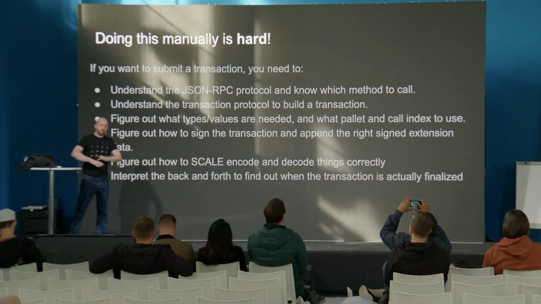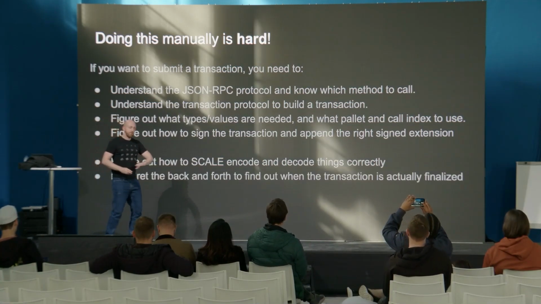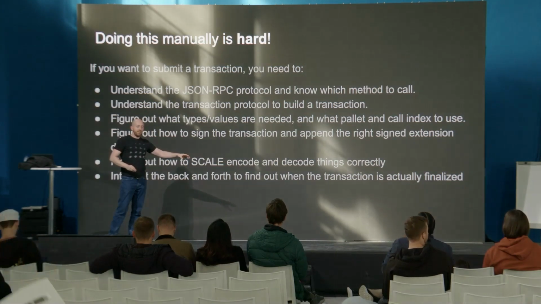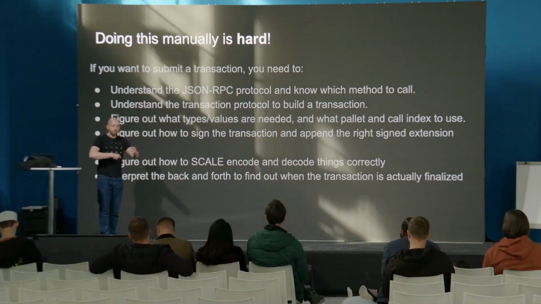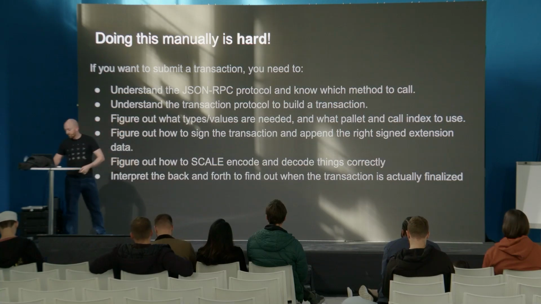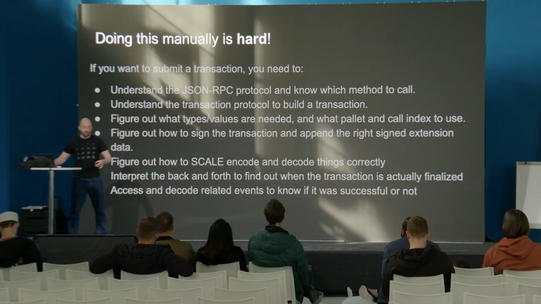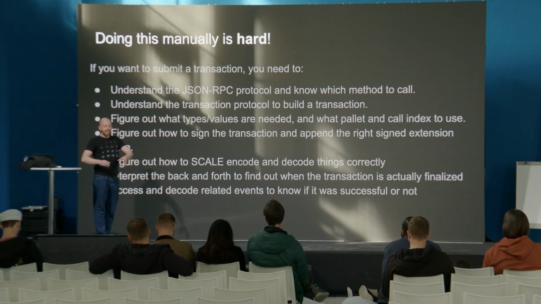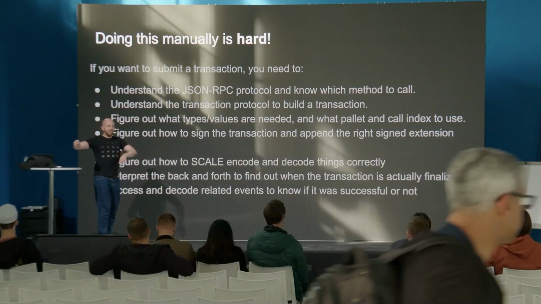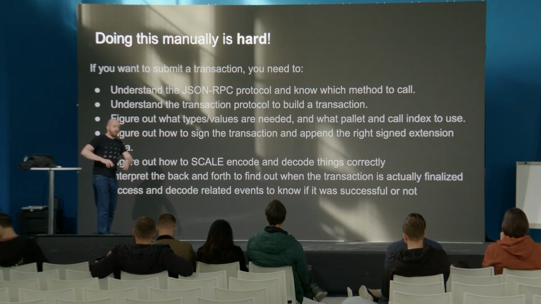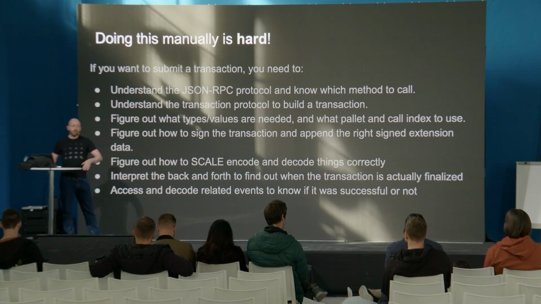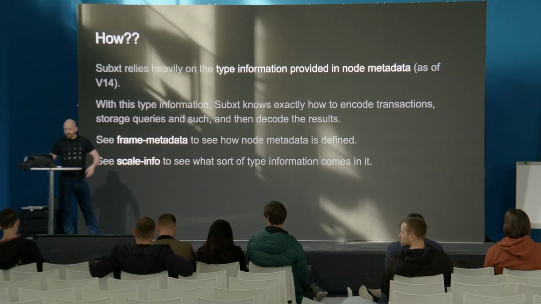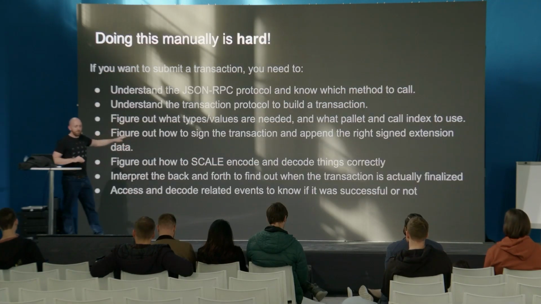And finally, when you've done all of that, you've assembled a transaction, you've submitted it to the blockchain, you need to understand when is it finalized, when is it in a finalized block, and when is it successful. And so you then need to understand the back and forth required to do that as well. And finally, I guess the other thing is you need to be able to access the events related to that extrinsic. You need to know how to decode those events, and you need to know what to look for to understand whether that extrinsic was actually successful or whether it failed. So Subxt just does all of that for you. You don't need to think about it anymore.